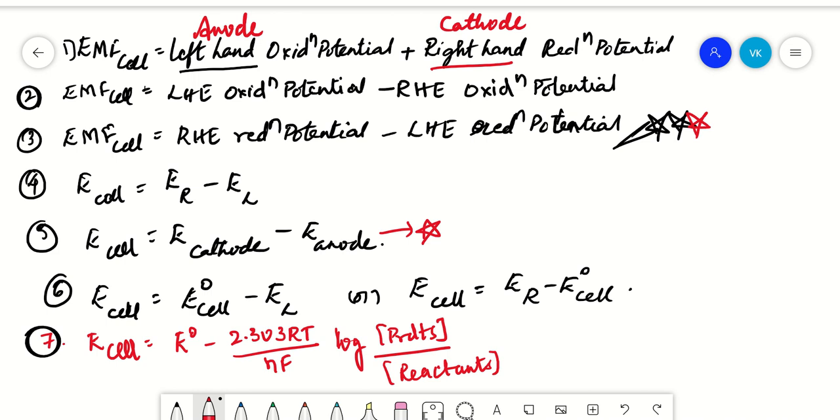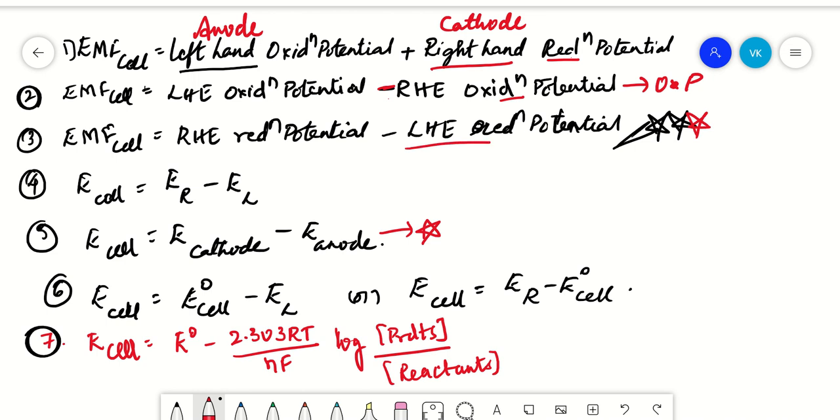Or if you take only oxidation potentials into consideration, then this will be your formula. EMF of cell is equal to left hand electrode, that is your anodic oxidation potential, minus right hand electrode oxidation potential, because at the right hand electrode, the cathode, reduction takes place. If you are converting it into oxidation, then you need to change your sign from plus to minus. So we can say left hand electrode oxidation potential minus right hand electrode oxidation potential.